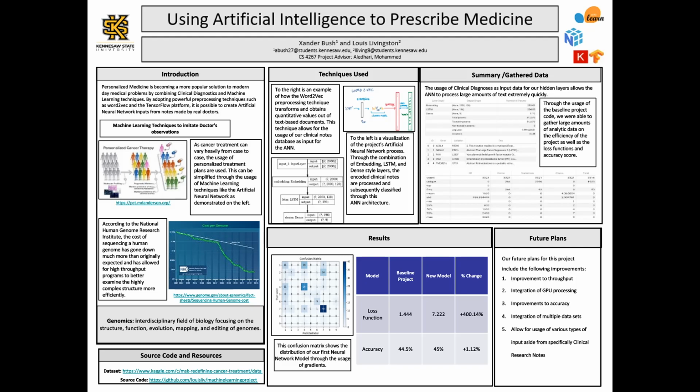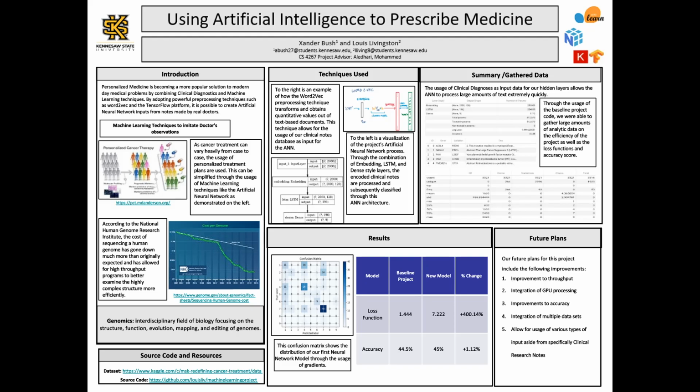Correct. And Louis is going to take over on the rest of the techniques and the gathered data. Correct. So as we move on, we're going to discuss the structure of our personal artificial neural network. The way we architected it was we started with an input layer, and then we moved it into an embedding layer. That embedding layer is mostly where the word-to-vec processing is. After word-to-vec has executed, it processes all the words in the embedding layer. Then it moves into an LSTM layer as another hidden layer, and then it finally moves into a dense layer as the output layer.